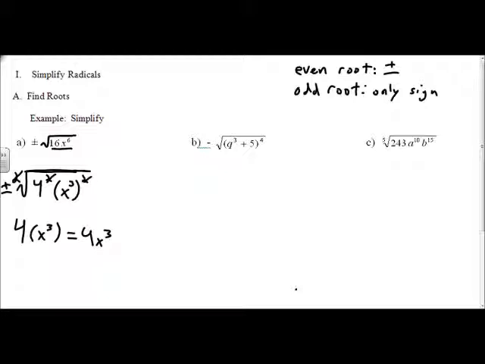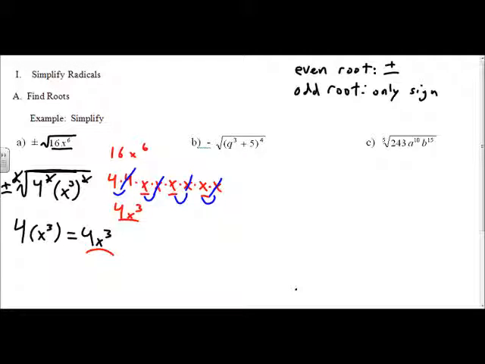Another way, if we wanted to look at it this way, we would say that 16x to the 6th is the same as saying 4 times 4 times x times x times x. It's 3, 4, 5, 6. Here we have 2 of them. Here we have 2, here we have 2, and here we have 2. And out of each of those groups of 2, we only need 1 because we're doing the square root. And that leaves us with 4 and x to the 1, 2, 3.